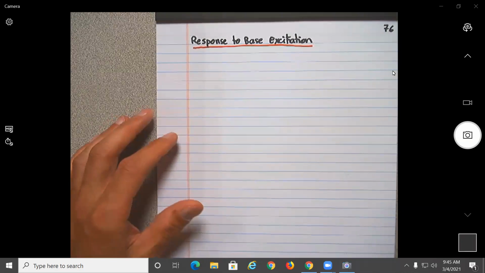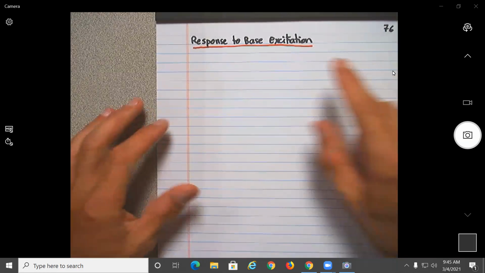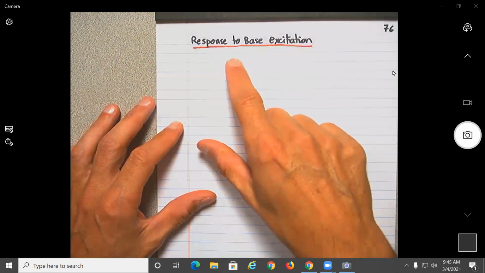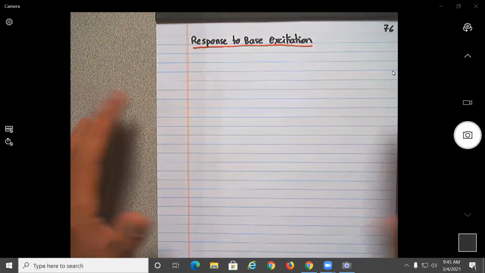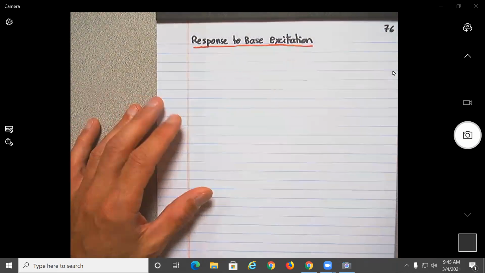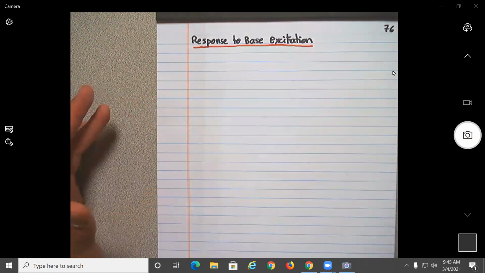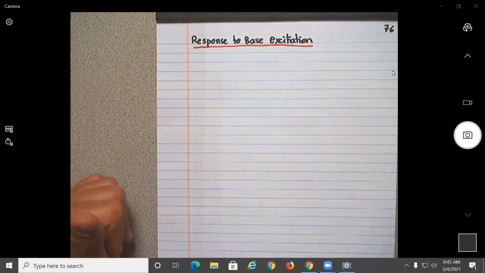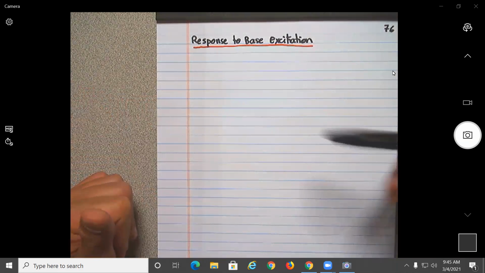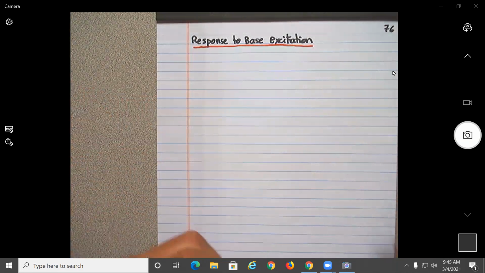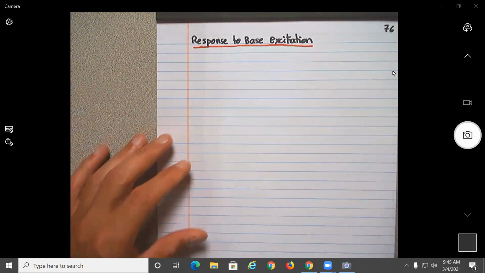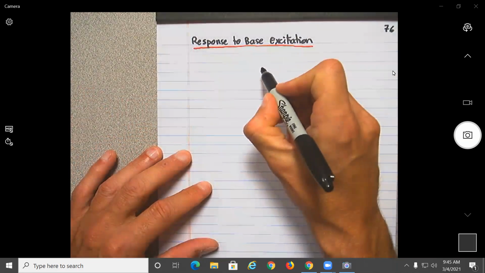Before we study the response of a single degree of freedom system with forced vibration, this time we look at an application of what we did, which is the response to base excitation. This time the force is not applied to the object, but to the foundation where everything is attached. Let me draw a picture of the system.